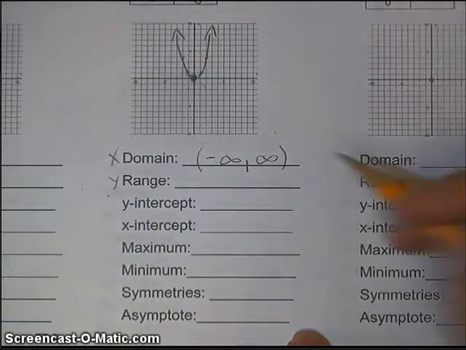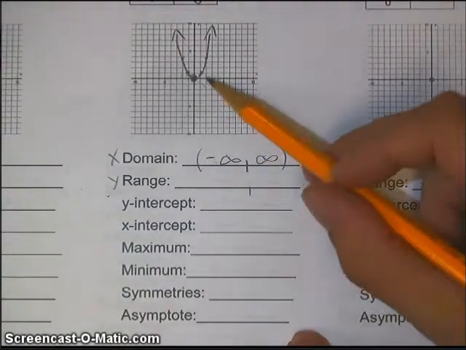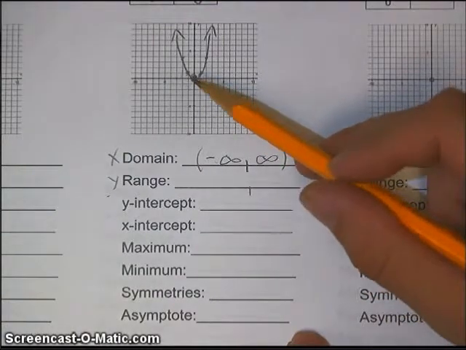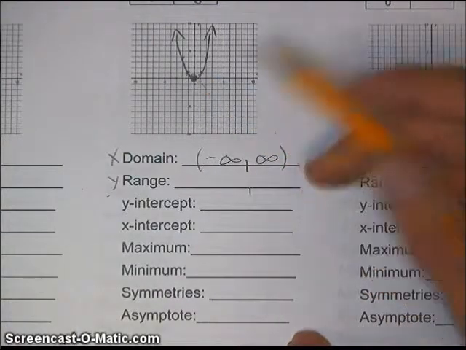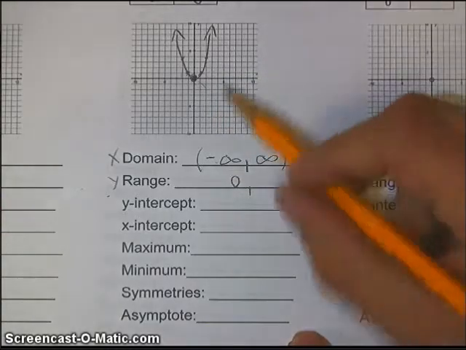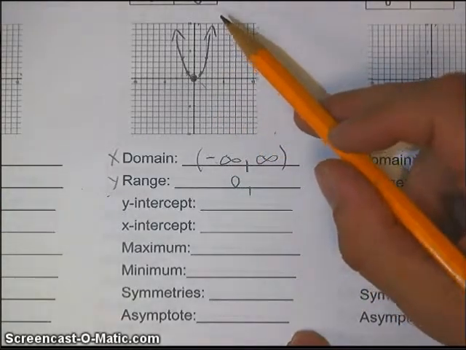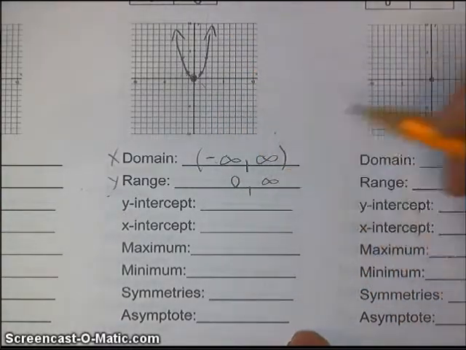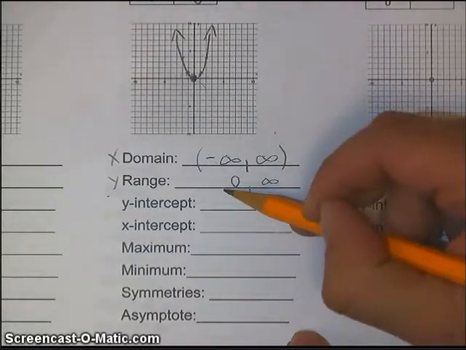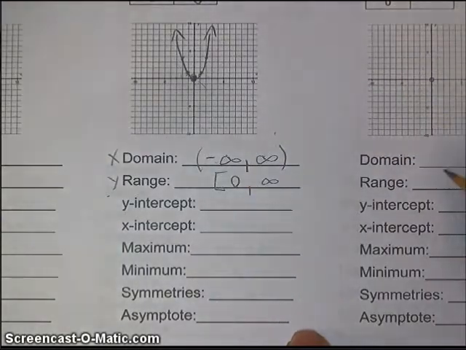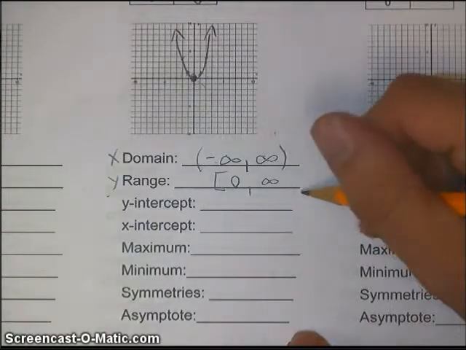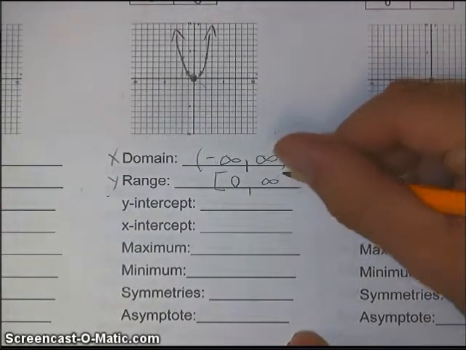The range, though: how low does it go? What's the lowest y on here? Well, the lowest it goes is y equals 0. How high does it go? It goes up forever. That's positive infinity. Now it touches that 0, so that's inclusive. And it approaches infinity, so that's parentheses, since it's not going to get there.